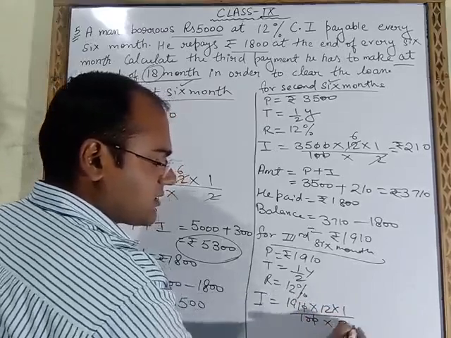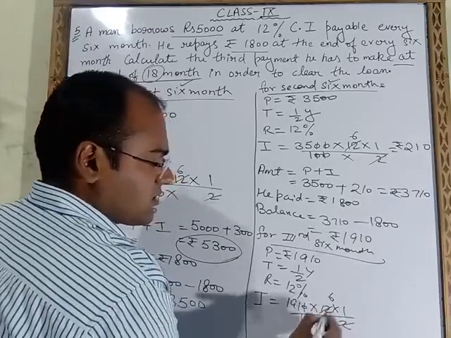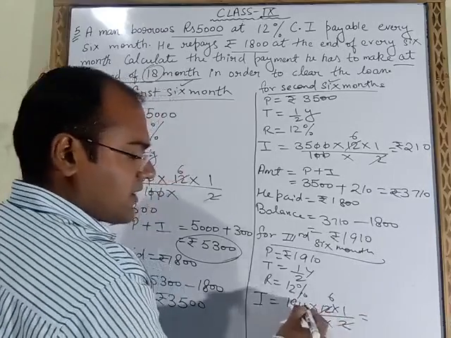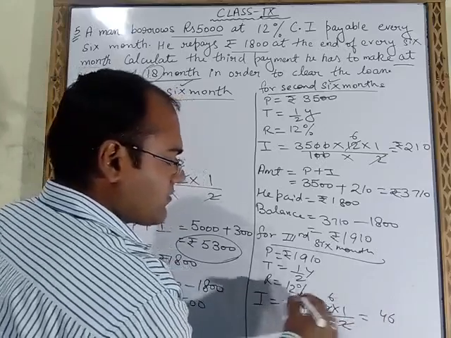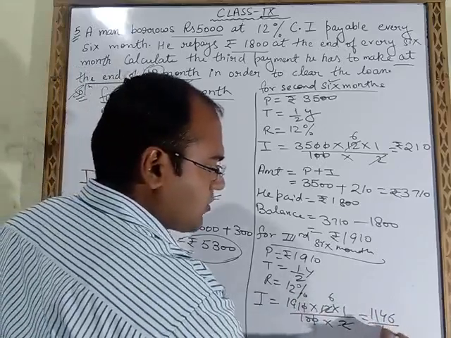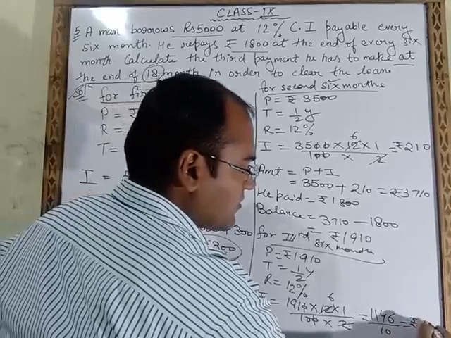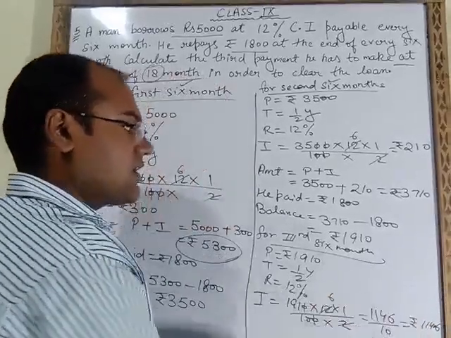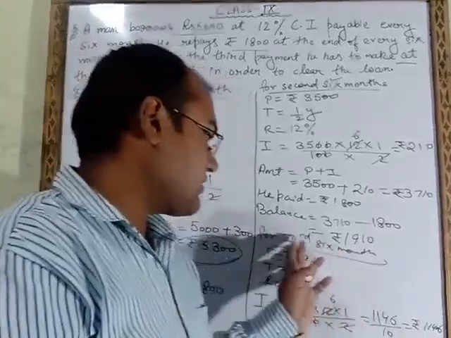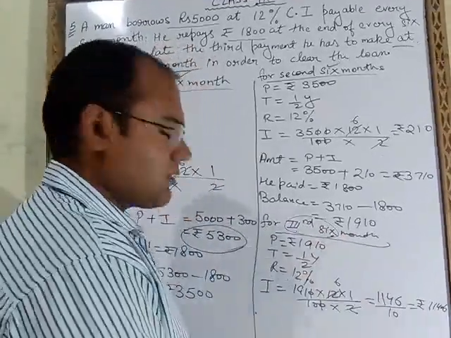The zeros will get cancelled. 2 sixes are 12. Now we will multiply these two. 6 ones are 6, 6 nines are 54, 5 and 1, 1146 upon 10. That means 114.6 rupees is the interest after the third 6 months.